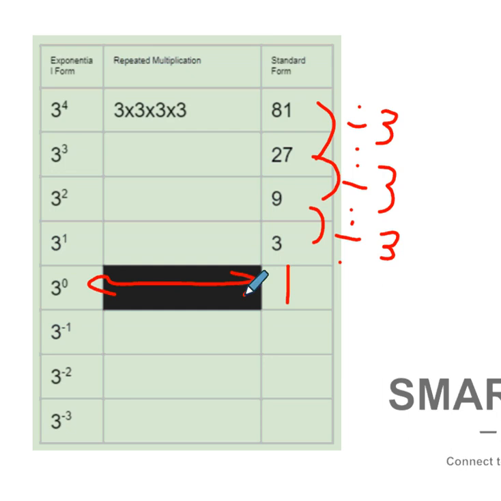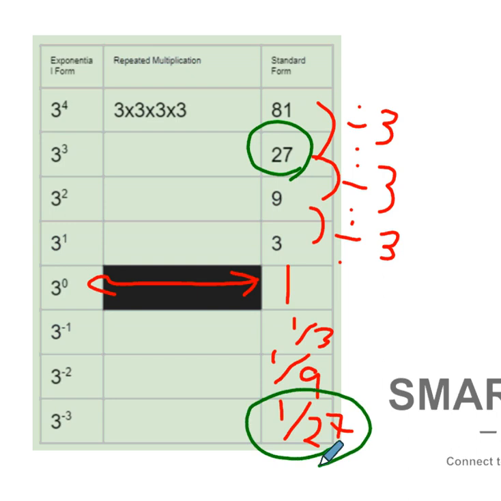Now, what if we divide by 3 again? We're going to get 1/3, not -3. What if we keep dividing by 3? Well, look at what happened above here, right? The next thing was 9. So what do you think this one will be? It'll be 1 over 9. But then if I divided that by 3 again, look at it, 1 over 27. Once again, I see this reciprocal relationship. 3 to the positive 3 was 27. 3 to the negative 3 is 1 over 27. 3 to the positive 2 was 9. 3 to the negative 2 is 1 over 9, and so on.